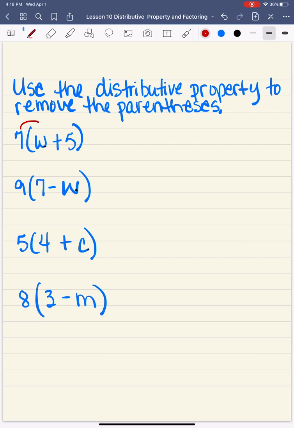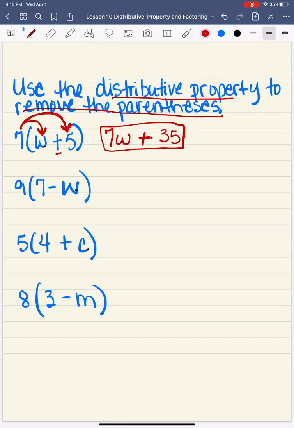So I'm going to distribute the 7 to the W and also to the 5. Remember, the 7 is being shoved next to the set of parentheses, so that means multiplication. So 7 times W, I'm just going to write that with them shoved together because that means they're being multiplied. If this says addition here, then I'll be using addition over here. And then the 7's also being distributed to the 5. So 7 times 5 is 35. And that would be the final answer to that. We're using that distributive property to remove the parentheses.